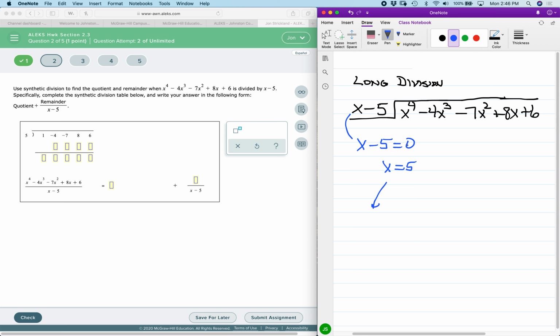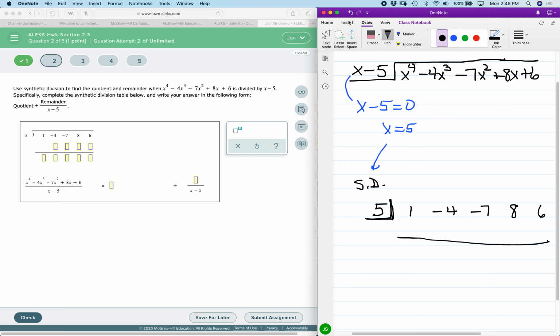So in crossing over to synthetic division, representing x minus 5, we have 5. And taking the coefficients, I do not have any missing degree term. So I have 1 for x to the 4th, negative 4 for x cubed, negative 7 for the x squared term, 8 for the first order variable term, and closing out with the constant, which is 6.